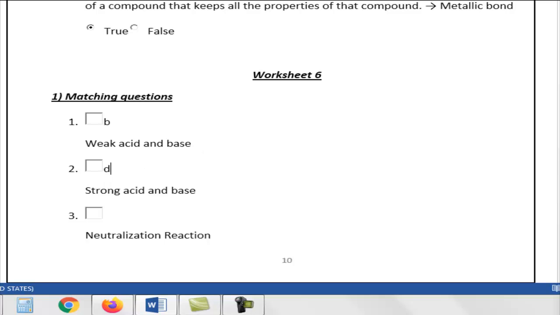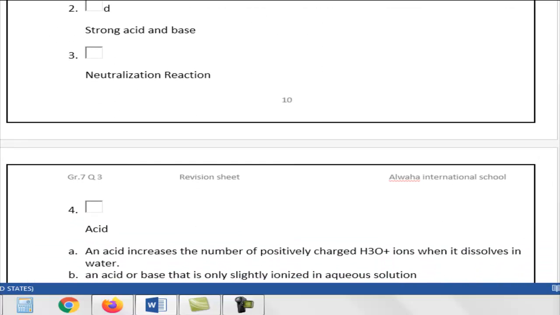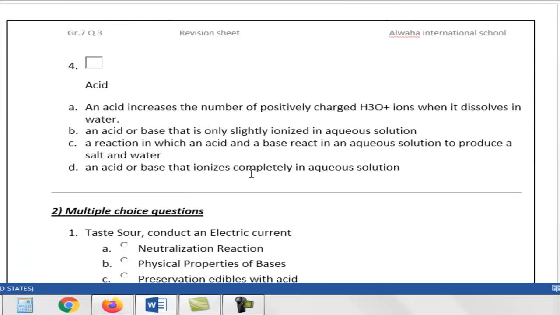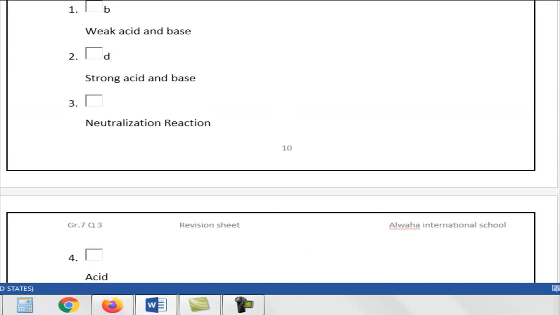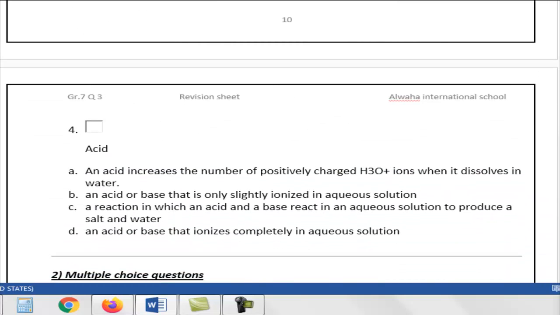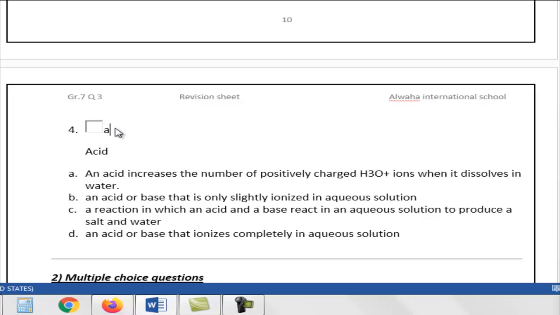Number 3, neutralization reaction. Acid and base form salt and water. So it will be a reaction in which an acid and base react in a solution to produce salt and water. So number 3, it will be C. Number 4, acid. An acid increases the number of positive charge hydronium ions when it dissolves in water. So number 4, A.